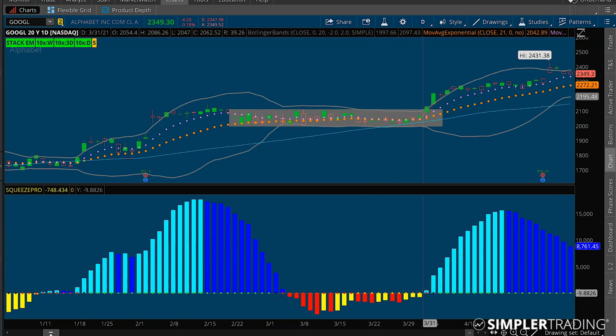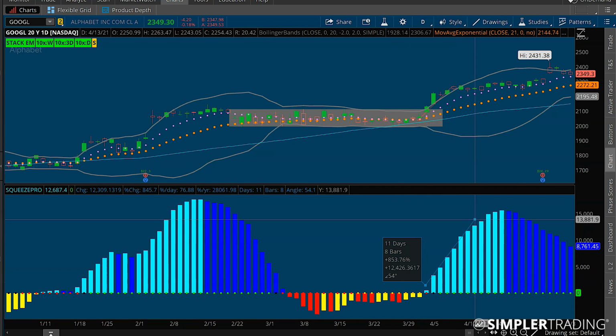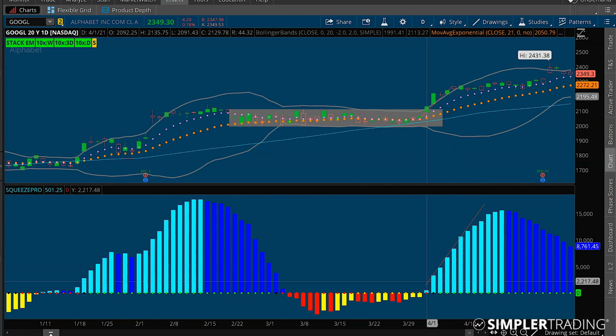So when the histogram is positive, you're going to have two different colors here. You're going to have light blue bars, and then ultimately you're going to get the dark blue bars. The light blue bars, that's your bullish momentum. That's your energy getting released to the upside. So we go through the buildup of energy phase. The light blue bars here, along with the green dots, tell us that the squeeze is releasing the energy, and it's bullish energy. It's bullish momentum.